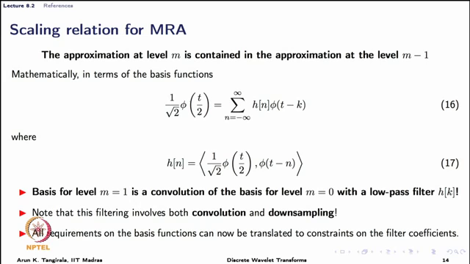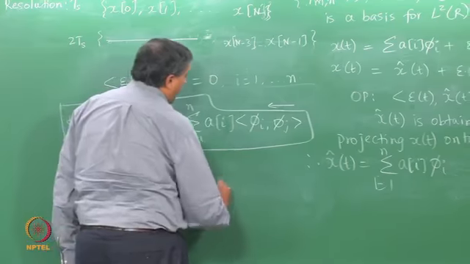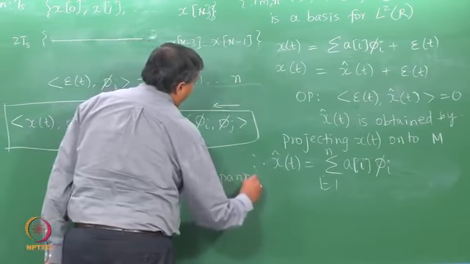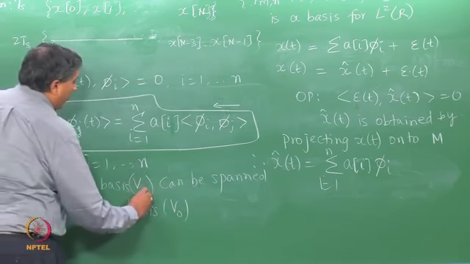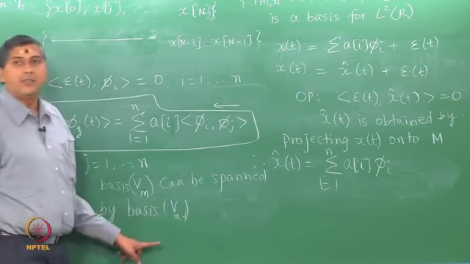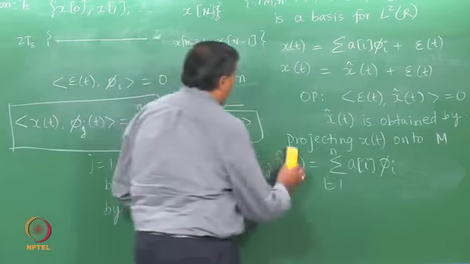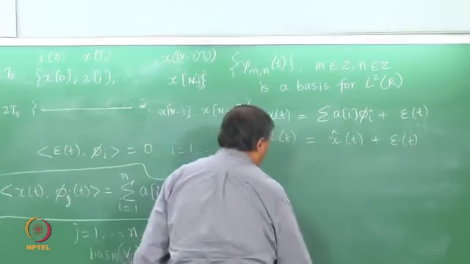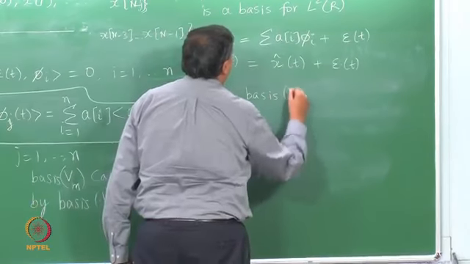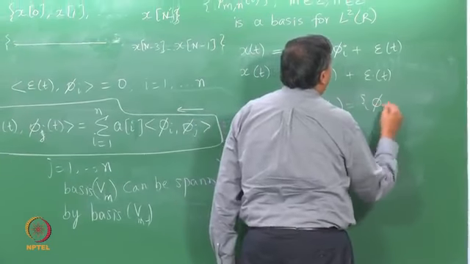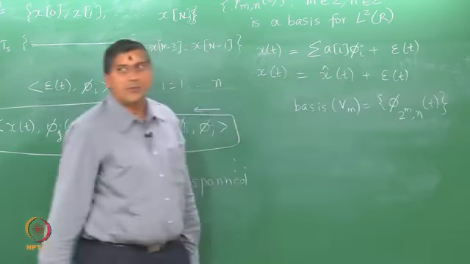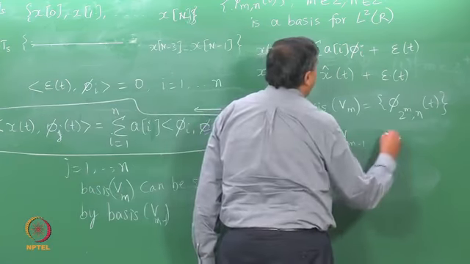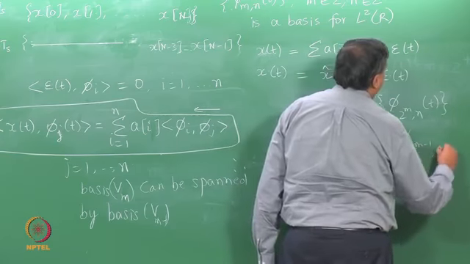What the statement essentially means is that the basis functions for V1 can be spanned by the basis functions for V0. In general, the basis for Vm can be spanned by the basis for Vm minus 1. So what is the basis for Vm? The basis for the subspace Vm is phi of 2 power m, n of t, and the basis for Vm minus 1 is phi of 2 power m minus 1, n of t.